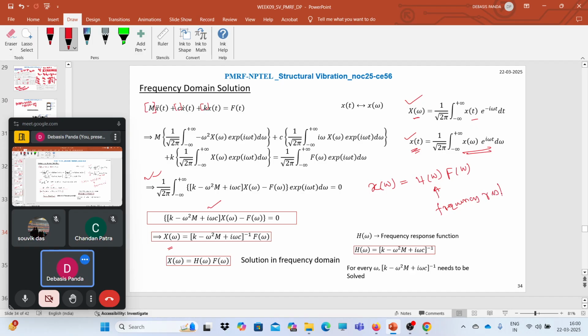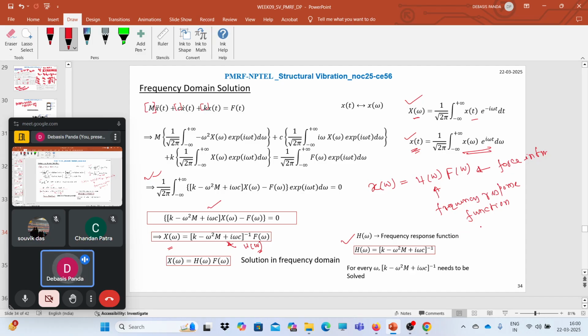and this is the forcing function in the frequency domain. So this part is called the frequency response function H omega. H omega is nothing but k minus omega square m plus i c omega, inverse, right?